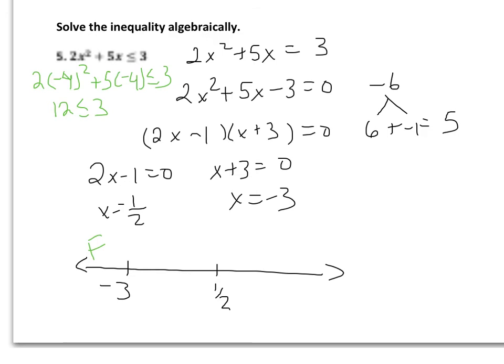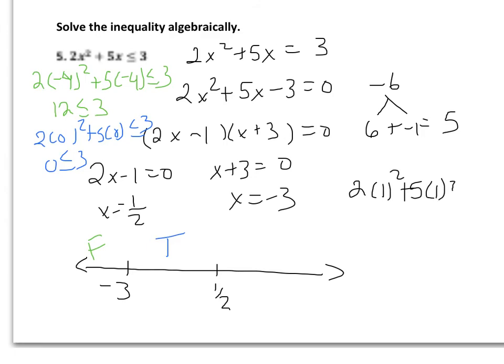Pick a number in between. I picked 0 because that's really easy to plug in. So if I plugged in 0, you would get 2 times 0 squared plus 5 times 0 less than or equal to 3. Is 0 less than or equal to 3? Yes, so it's true. Now pick a number bigger than 1/2. So I'm going to pick 1. Plug it in. Is 7 less than or equal to 3? No, so this side is false.